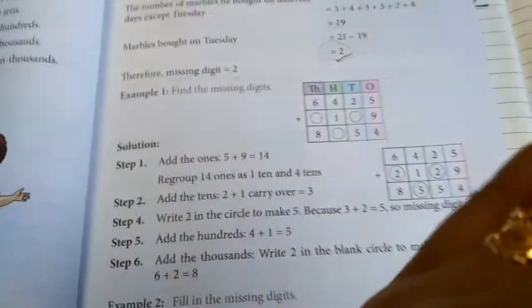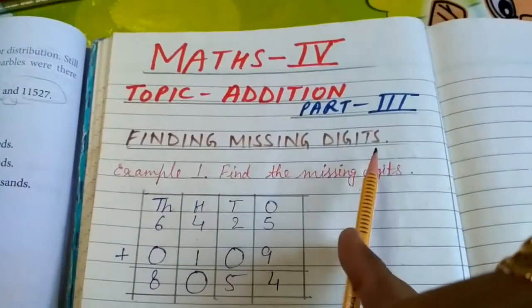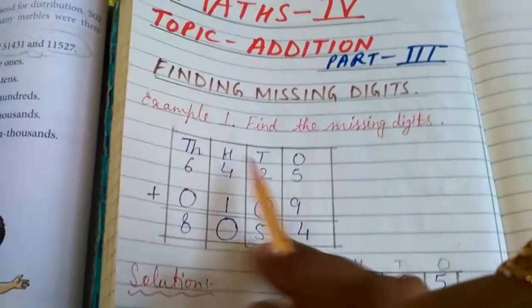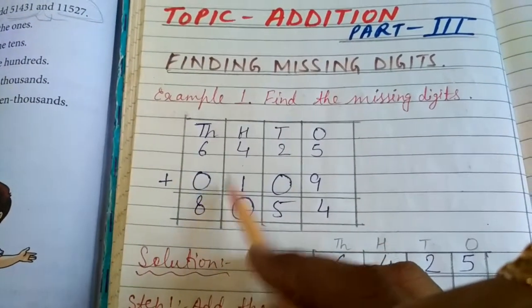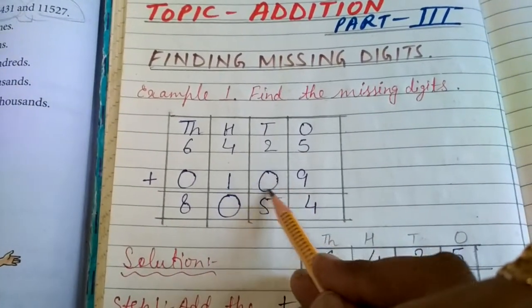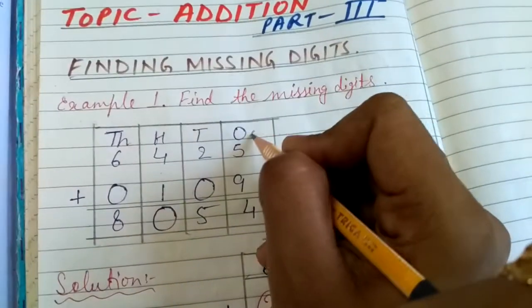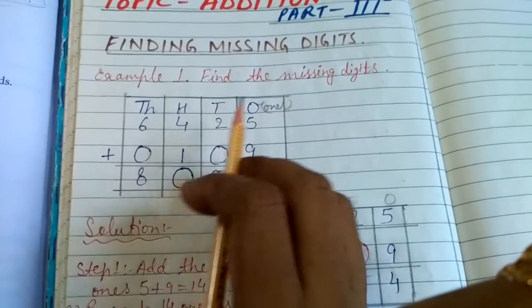Okay, so now let's see one more example. As you can see over here, Finding missing digits, Example 1. Find the missing digits. So now this is your question based on addition. These two are addends, and this is the ones place. This is not the missing digit place.